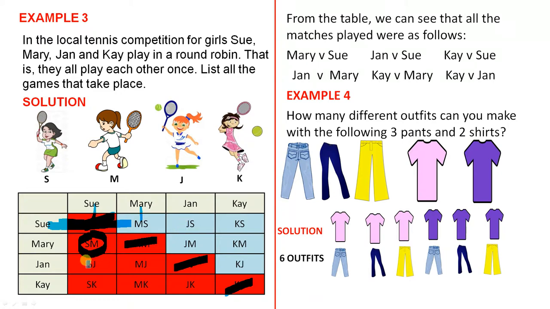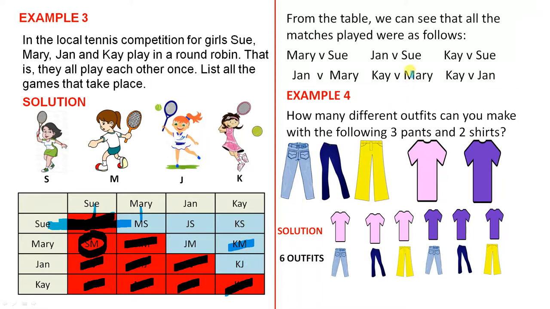The same here. SJ, same as JS. They don't count. JM is the same as MJ. KS is the same as SK. MK is the same as KM. And JK is the same as KJ. So all those are crossed off. The only ones that are left are 1, 2, 3, 4, 5, 6. So the blue ones are the ones we take into account. Sorry, that shouldn't be crossed off there. The blue ones are the ones that we take into account.